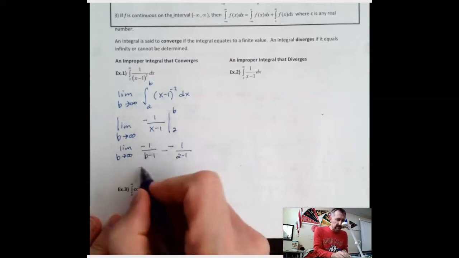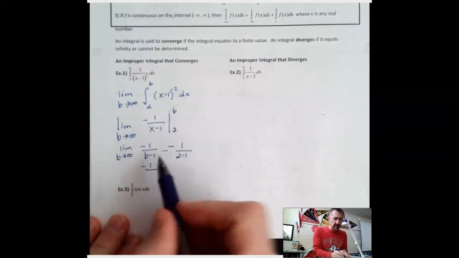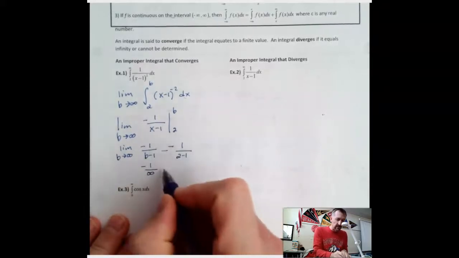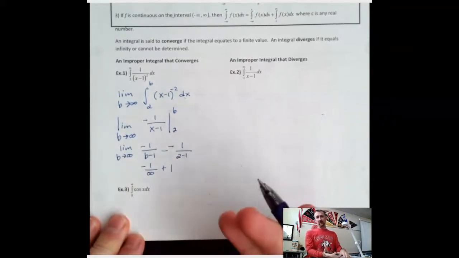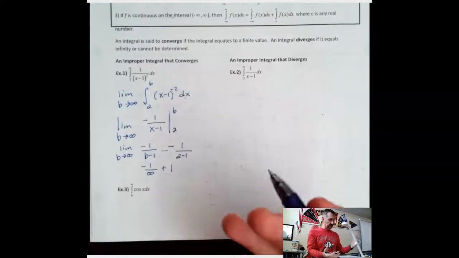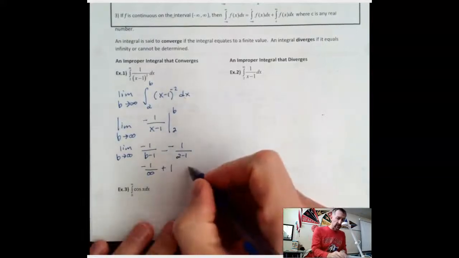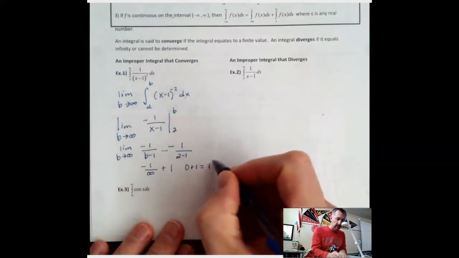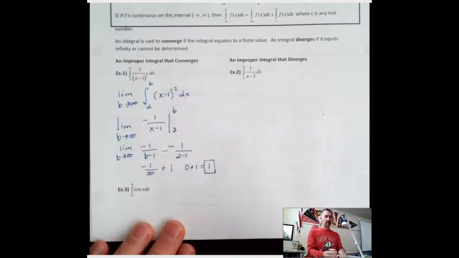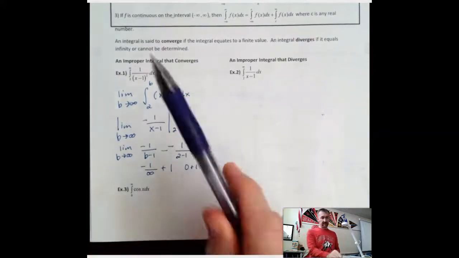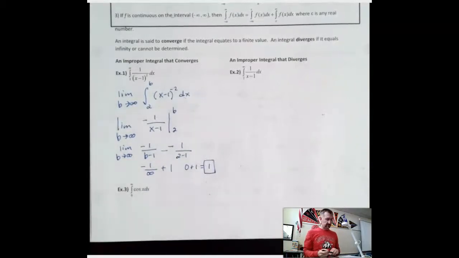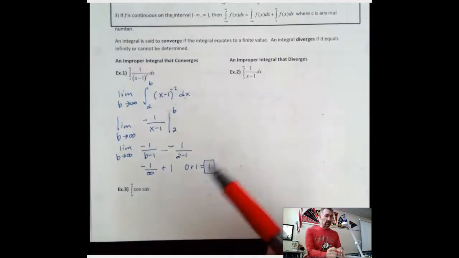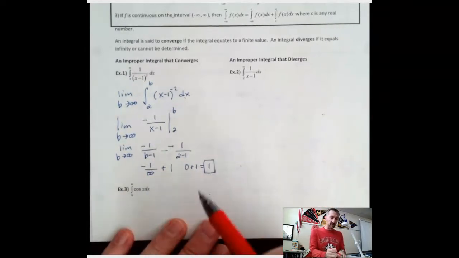So that's going to give us negative 1 over infinity minus 1, which is infinity, plus 1. Negative 1 over infinity is basically 0, so 0 plus 1 equals 1. It already says that's an example that converges, so we don't really need to worry about that, but the fact that it does go to a number means it converges.